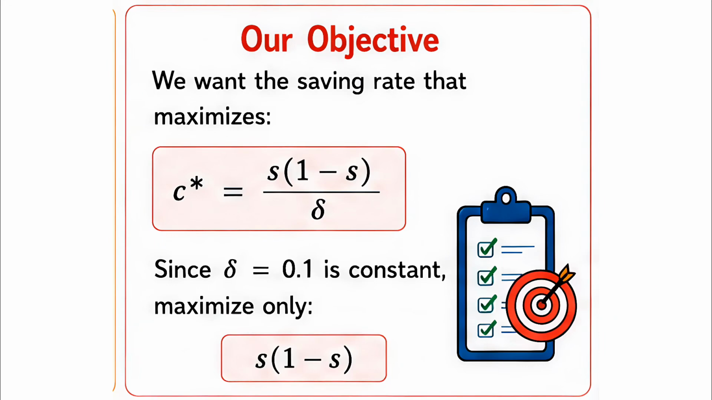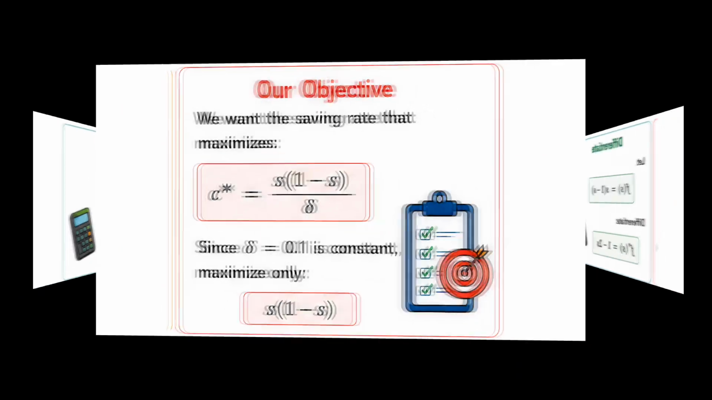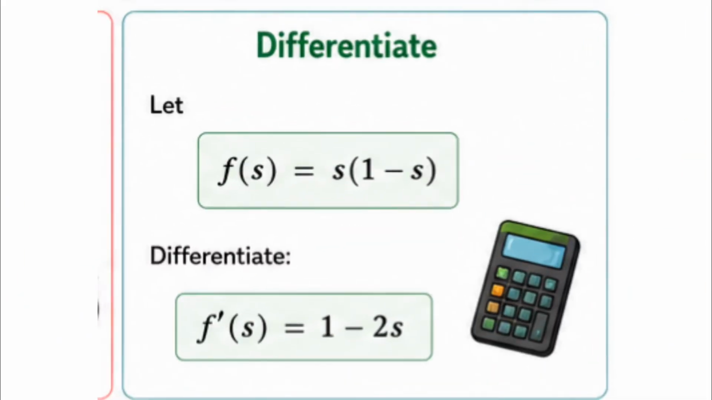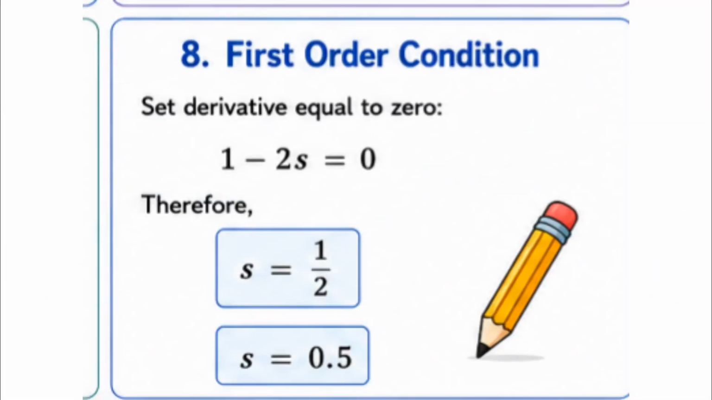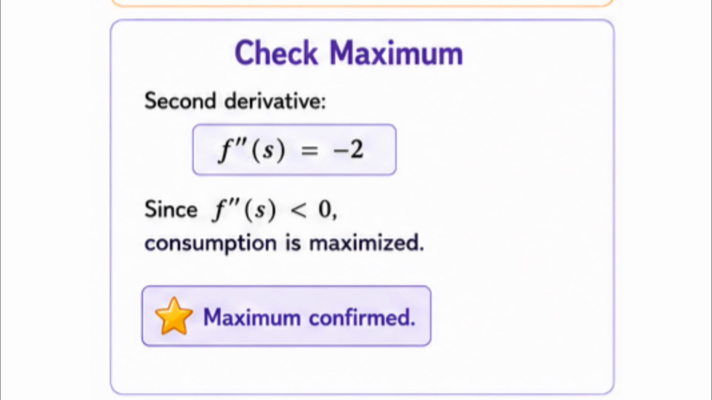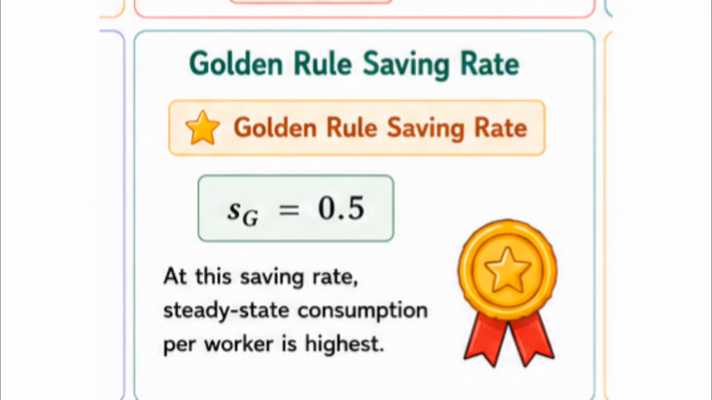Since delta is a constant, we just need to maximize the term S times 1 minus S. By taking the derivative and setting it to 0, we find that the optimal saving rate is exactly 0.5. Now that we've found our candidate, we need to be absolutely sure it maximizes consumption. We do this by checking the second derivative, which is equal to -2. Because this value is negative, we've officially confirmed that this is a maximum, proving that a saving rate of 0.5 is indeed the golden rule saving rate.